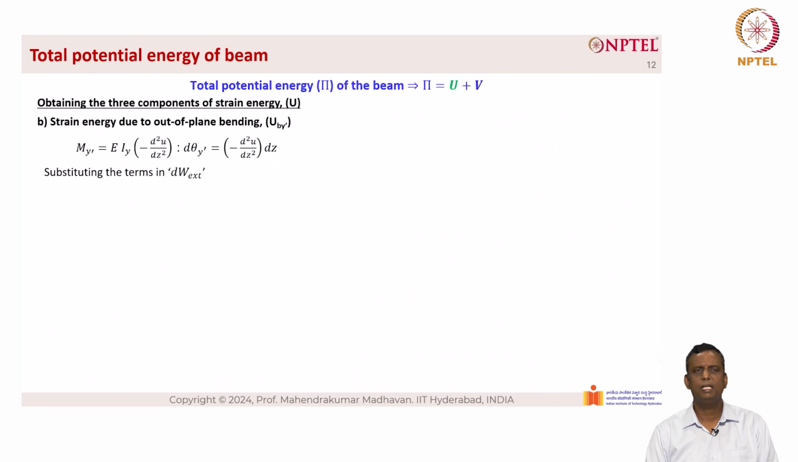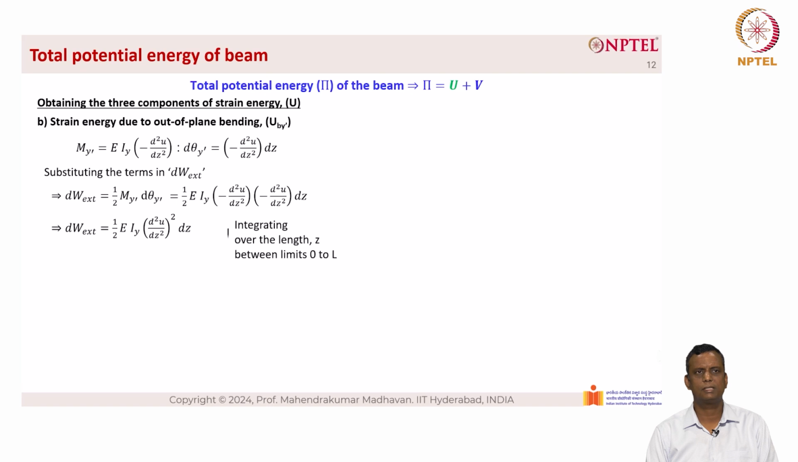Substituting the terms in dW external is equal to half into My dash into d theta y dash. So we have half into EIy into minus d square u by dz square into minus d square u by dz square into dz. So we have half into EIy into d square u by dz square the whole square into dz. So integrating over the length z between limits 0 to L, we have integral 0 to L dW external is equal to integral 0 to L half into EIy into d square u by dz square the whole square into dz.